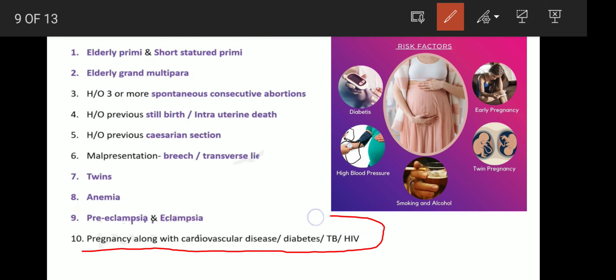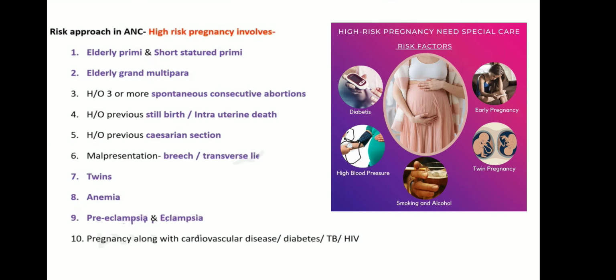Pregnancy along with cardiovascular diseases, diabetes, TB, HIV. When we were taking the history of the mother, we studied that we have to record the symptoms which will indicate the complications. If the mother is suffering with systemic illnesses like cardiovascular diseases, diabetes, TB, HIV, STD, reproductive tract infections, asthma, renal diseases, malaria, etc., we have to consider her under high risk, and skilled care has to be taken for her. So these were the risk approach cases in ANC.